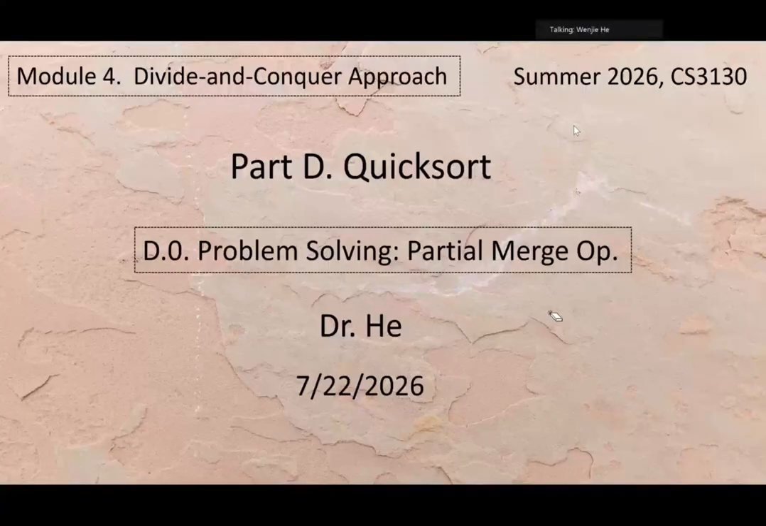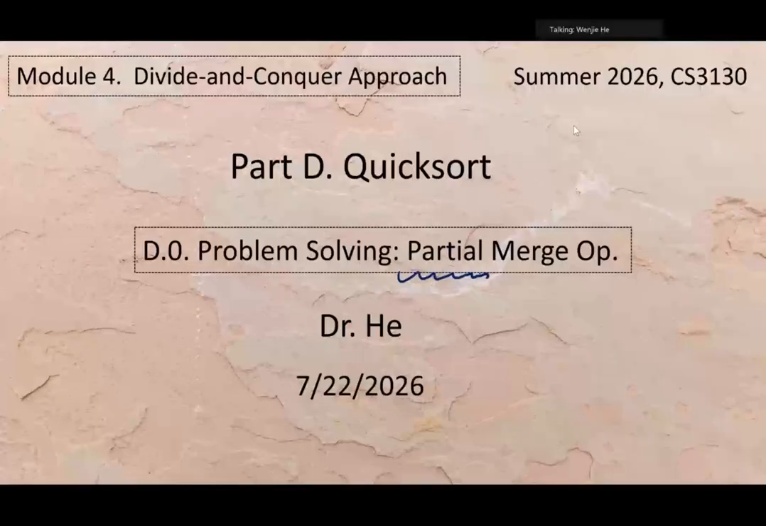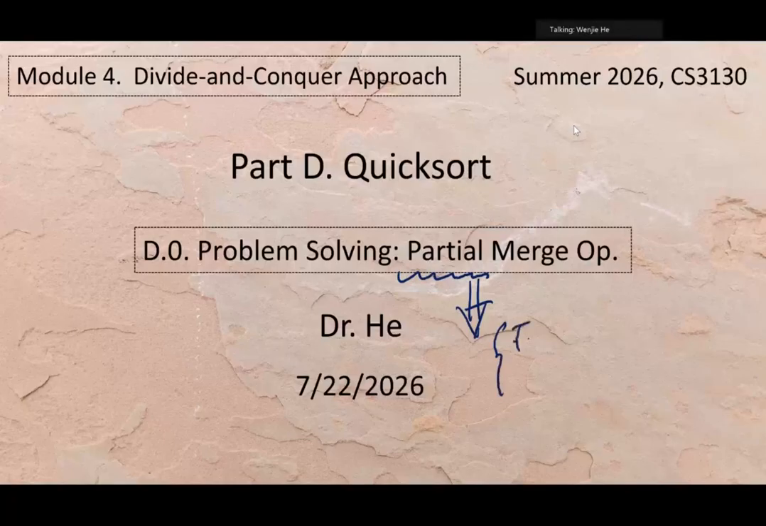But here we do a partial merge. From the name you can see, we do not need to completely merge those two ordered arrays, just partially merge. Why partial merge, not a full merge? The reason is very simple. For the full version, the goal is to sort the array.